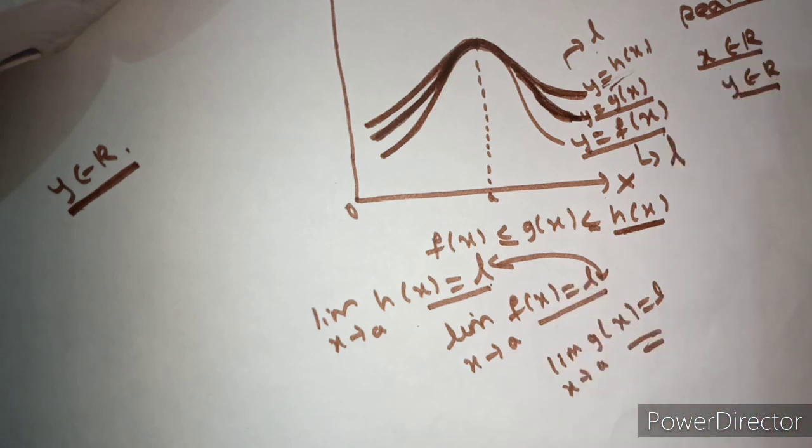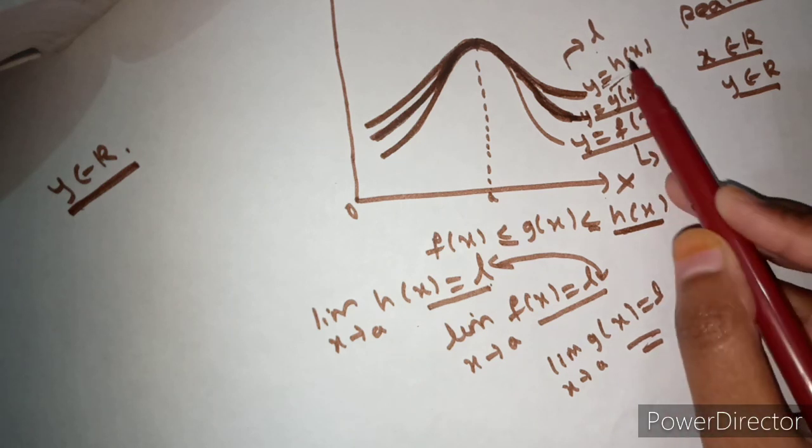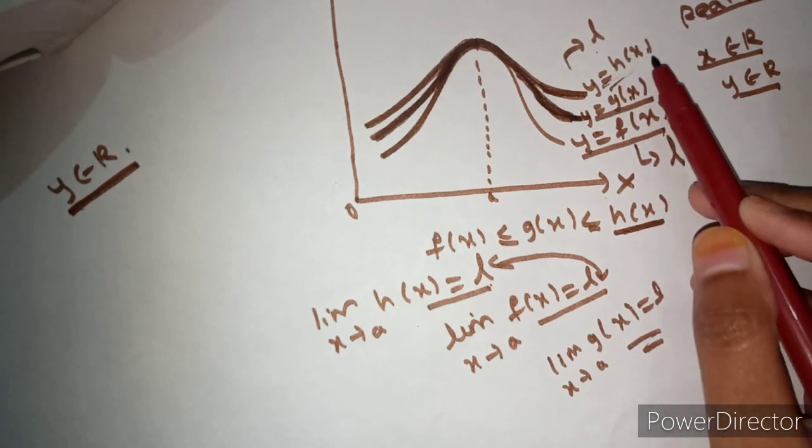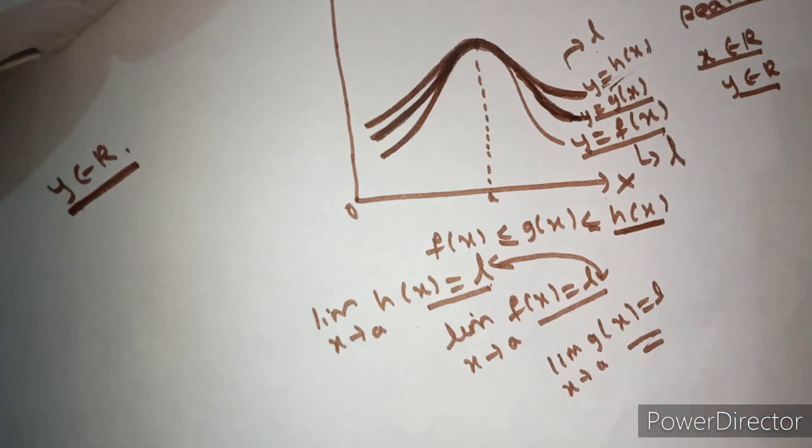Sandwich is like between two breads we are stuffing something. Likewise here g of x is between these two functions. So this theorem is called the sandwich theorem. Why? Because g of x is between these two functions like a sandwich. So mathematicians named this theorem the sandwich theorem, okay?